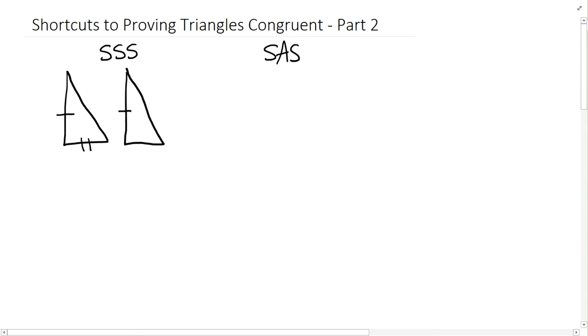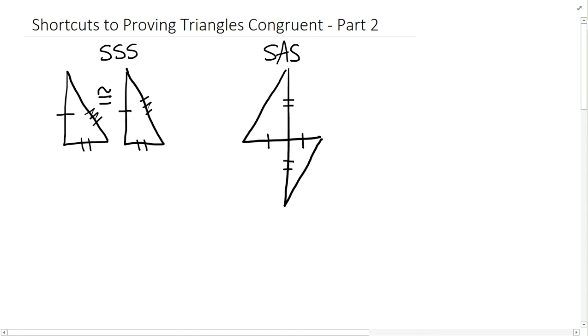When you have all three pairs of sides congruent, or they can be shown to be congruent, then that means that the triangles are congruent. The second kind is side, angle, side. Let me give you an example of that. Let's say we have something like this, so we know that these are congruent and these are congruent.